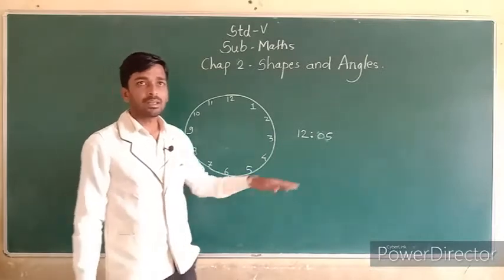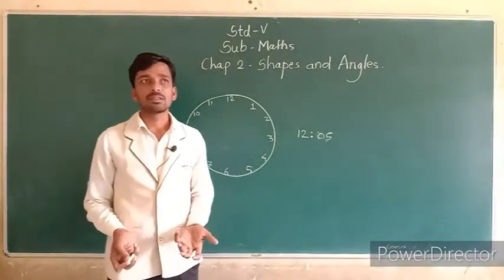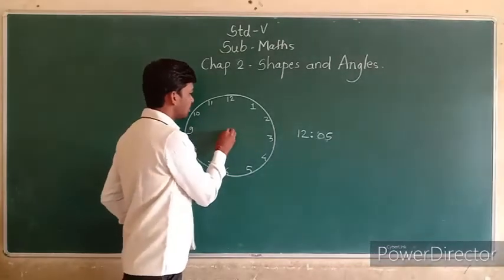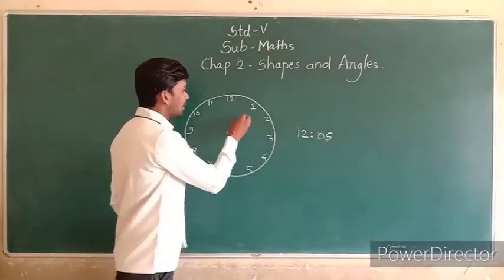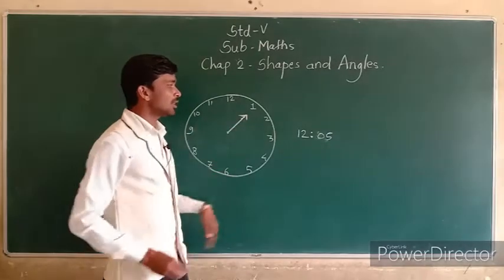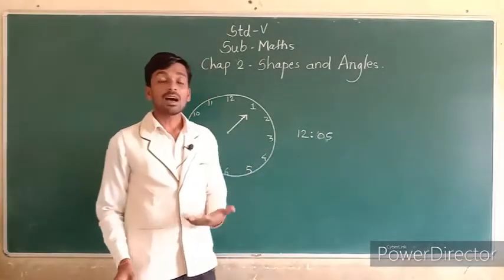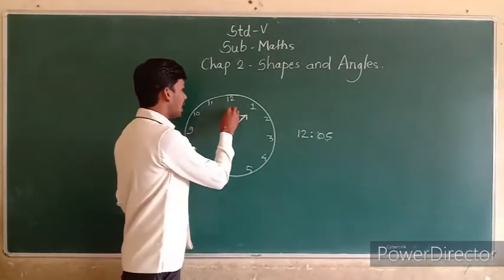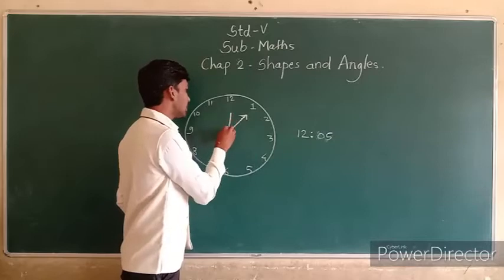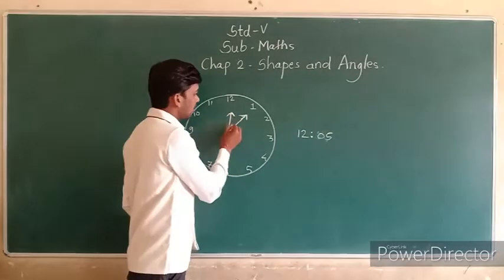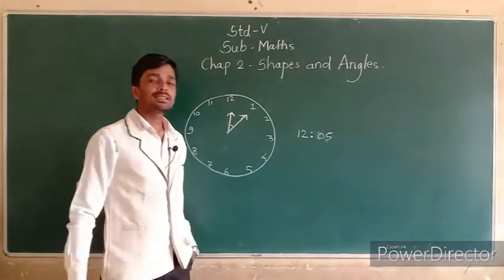12:05. Okay, 12:05. How to draw this? 12:05 means the minute hand is on 1. Why? Because here there are 5 minutes after 12. So the hour hand is on 12. The hour hand is on 12. So this is called less than right angle.